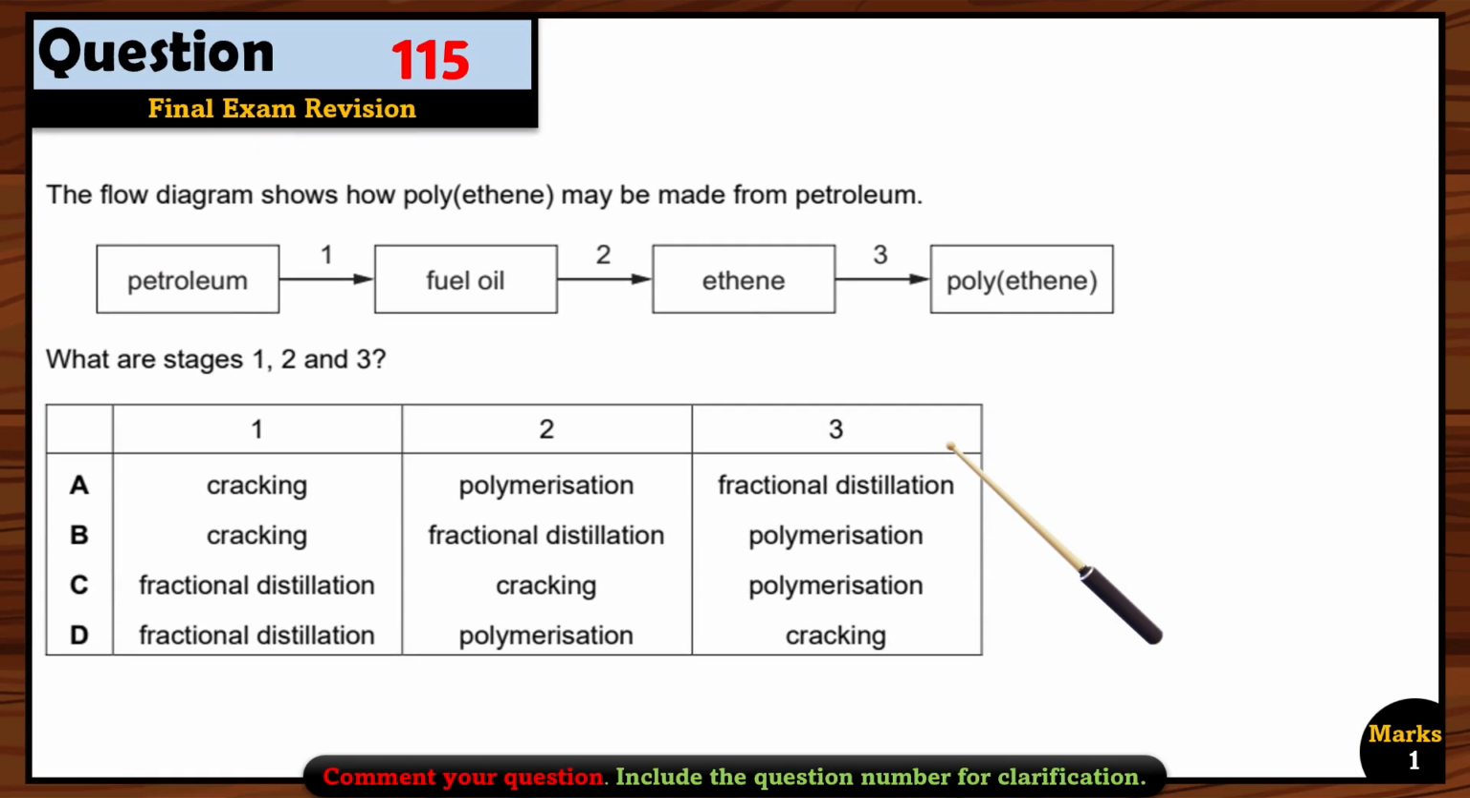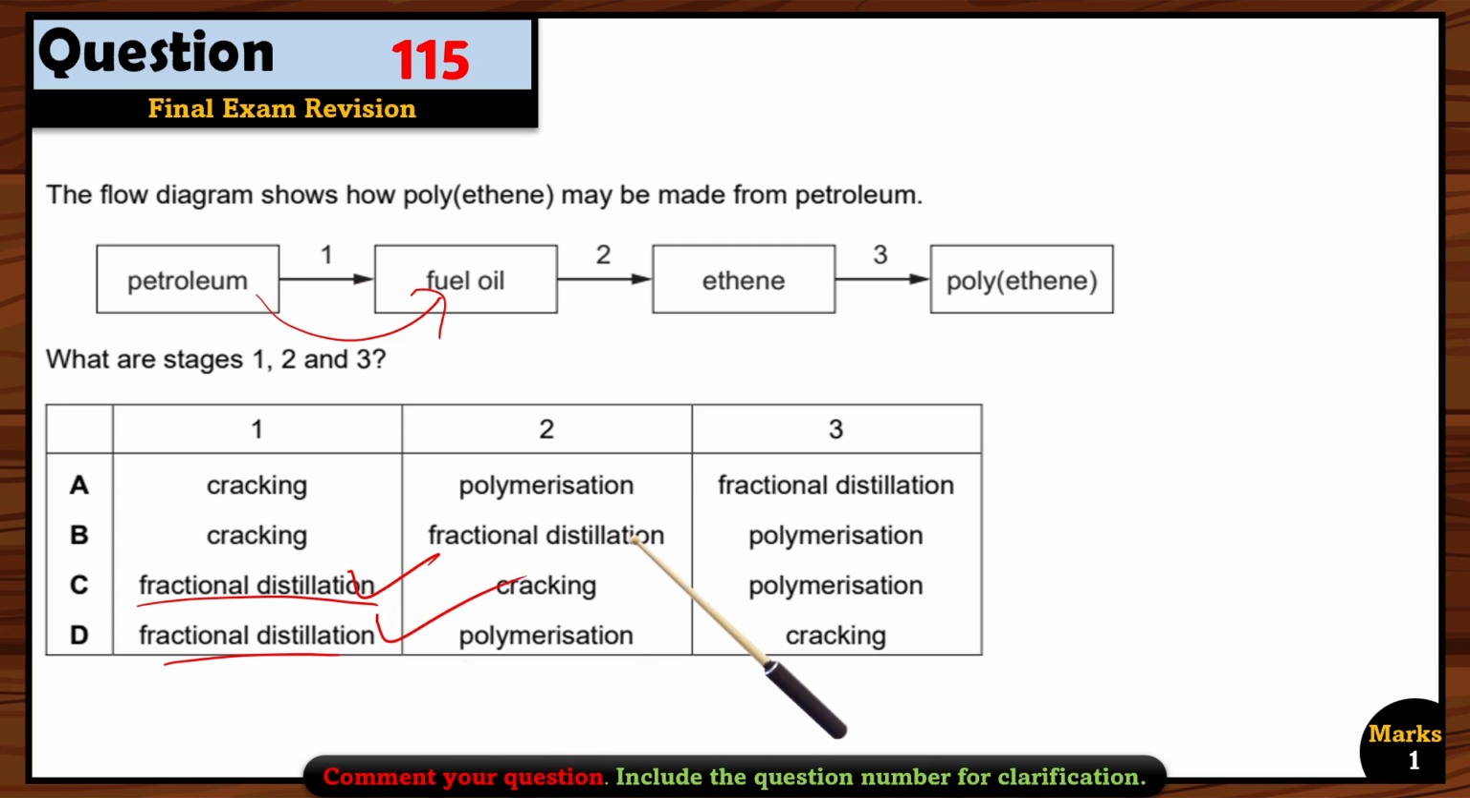The flow diagram shows the polyethene that is made from petroleum. So what are the stages? The first stage of making the alkanes from petroleum is fractional distillation. So the first step is petroleum is converted into smaller hydrocarbons through the process of fractional distillation. So these two options are right.